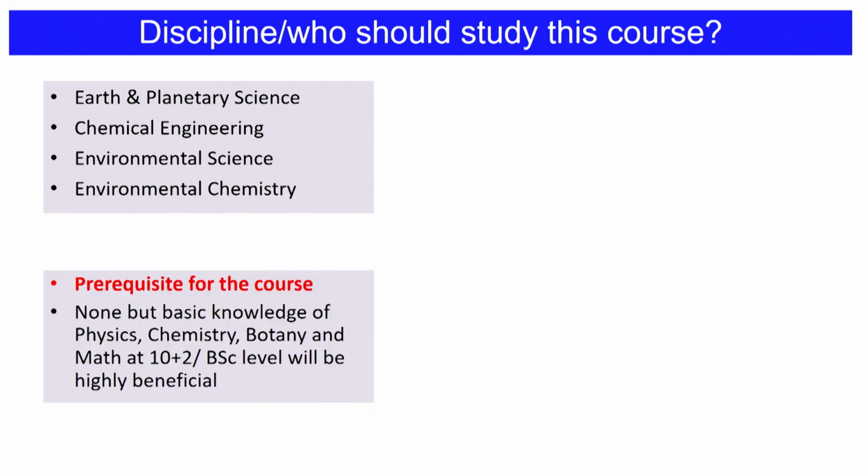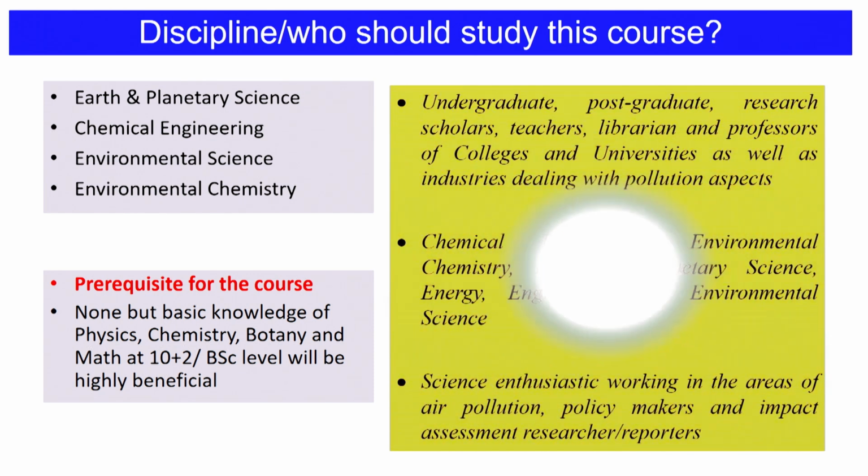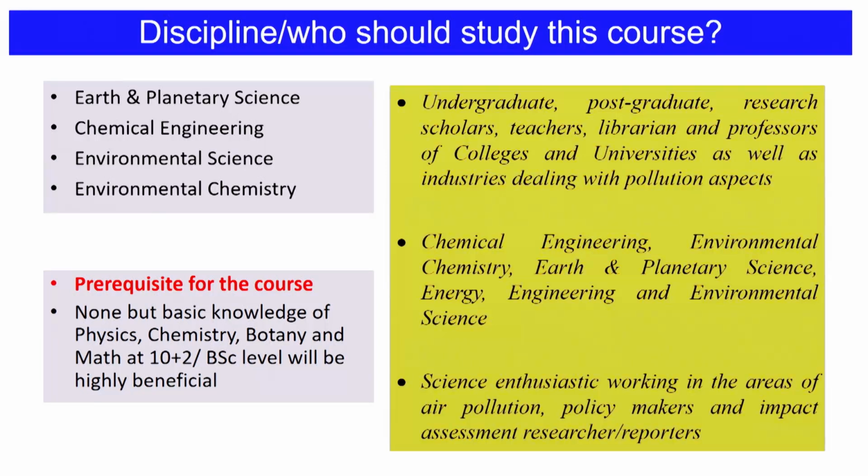Although there is no prerequisite for this course, it will be great if you have studied physics, chemistry, botany and mathematics at least at 10+2 level. And if you are studying some of these courses in BSc, then of course it will be very beneficial to you. As I said, this course is designed for undergraduate as well as postgraduate students, and not only that, research scholars can learn a lot from these lectures, especially the concepts, because concepts are very important for any kind of research area. Then teachers in schools and colleges, and even in universities, and professors of colleges and universities can also take this course. That will be very important.